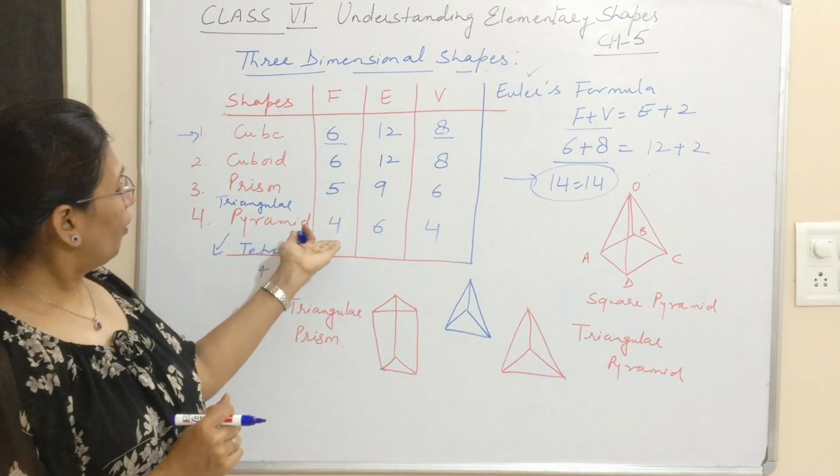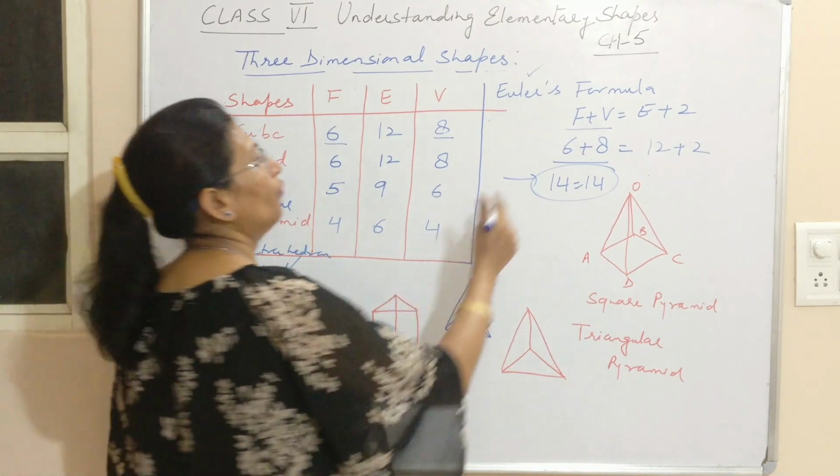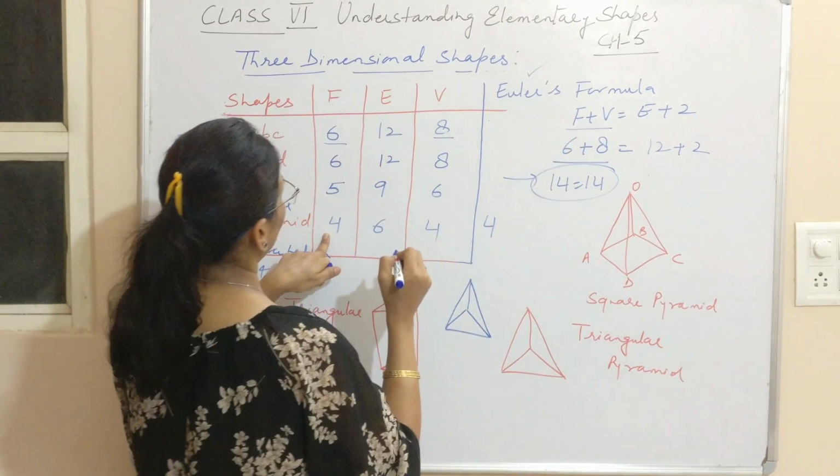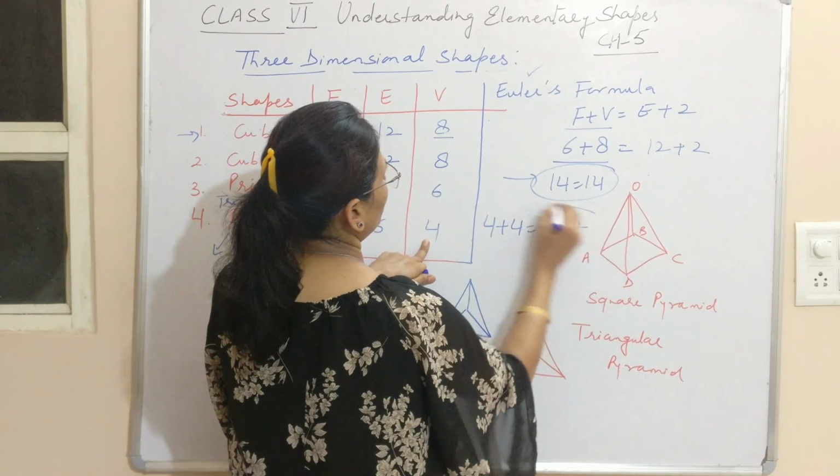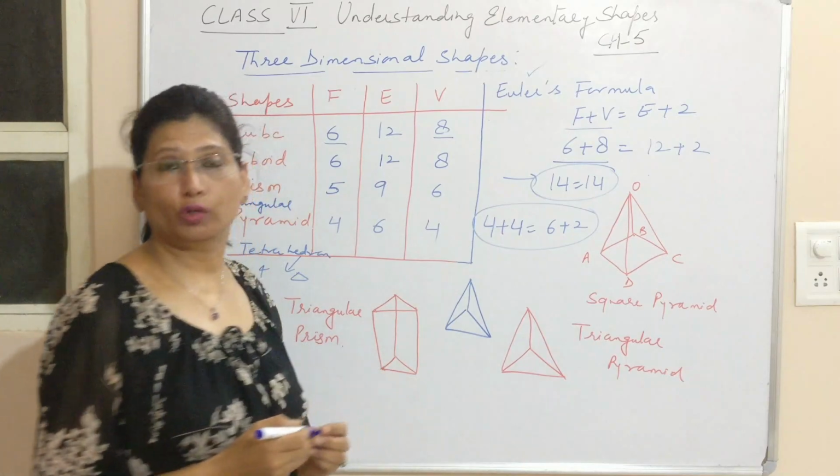In the same way I can try it for the pyramid. We have 4 faces, 4 vertices, and how many edges? 6 edges, and 2 is the sum. So 8 is equal to 8.